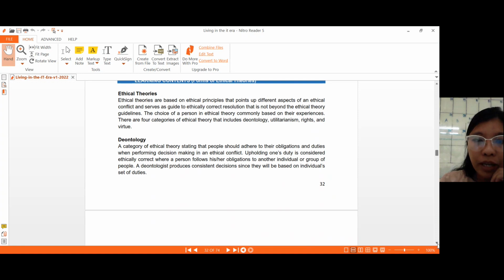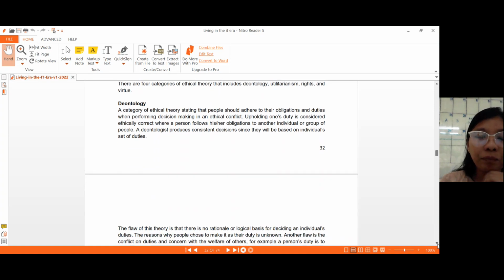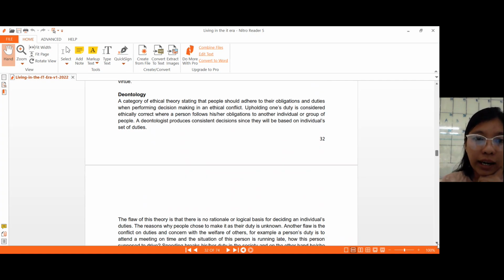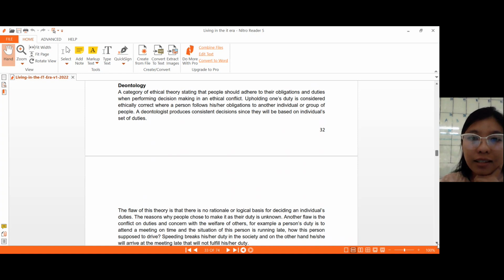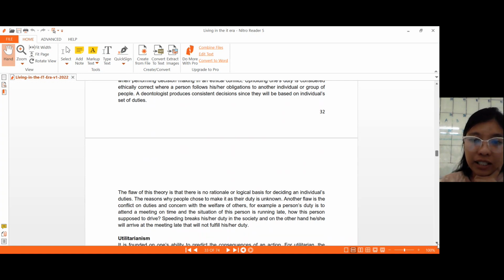Ngayon, pumunta tayo sa 4 na uri niya. Una, deontology, a category of ethical theory stating that people should adhere to their obligations and duties when performing decision-making in an ethical conflict. Upholding one's duty is considered ethically correct, where a person follows his or her obligations to another individual or group of people. A deontologist produces consistent decisions since they will be based on an individual set of duties. So the flaw of this theory is that there is no rationality or logical basis for deciding an individual's duties. The reasons why people chose to make it their duty is unknown.